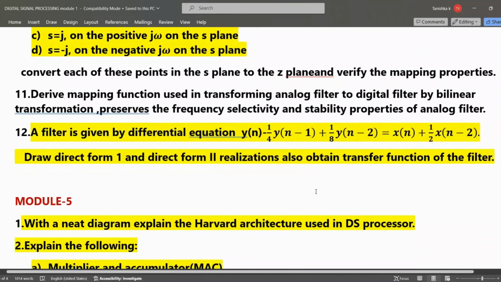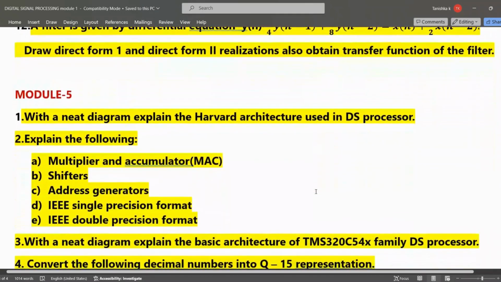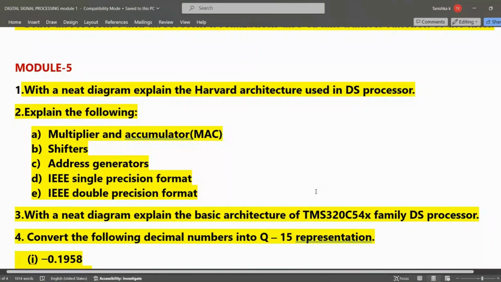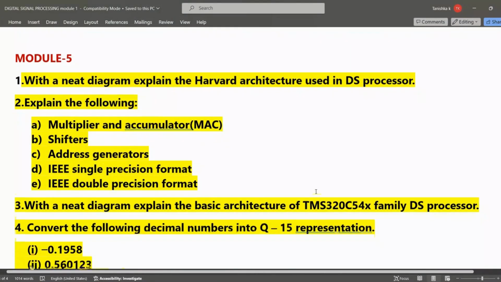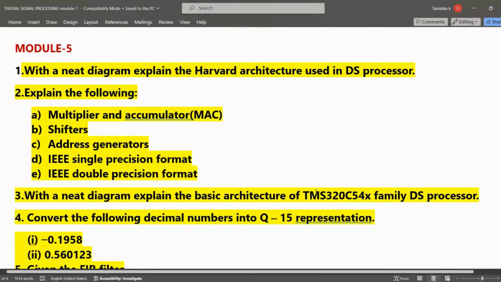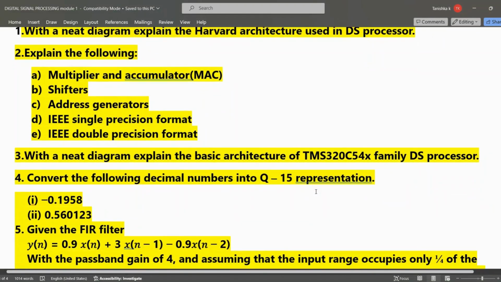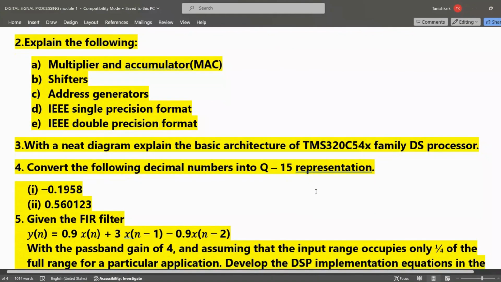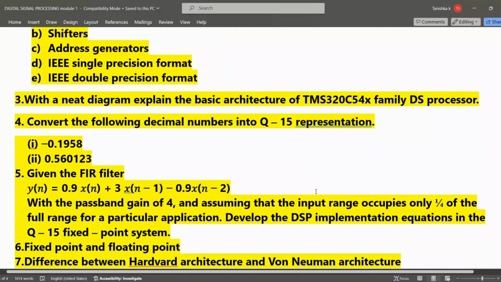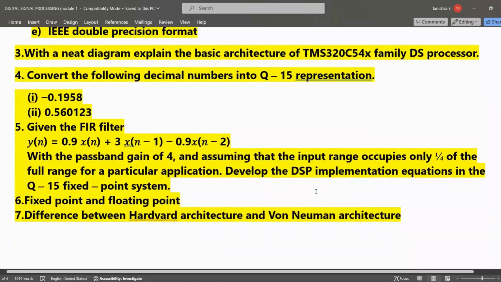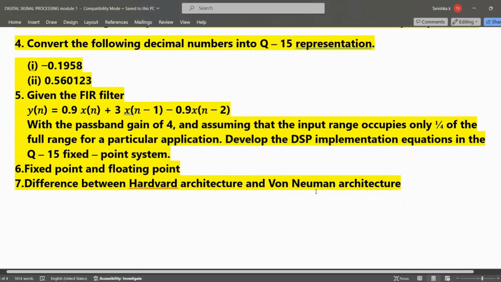Next, let's go to module 5 questions. So in module 5, the important questions are Harvard architecture with a neat diagram and explanation, and MAC, that is multiplier and accumulator, shifters, address generators, and IEEE single and double precision format explanation. Also the basic architecture of the TMS320C54X family DSP processor, and conversion of decimal numbers into Q15 representation. It's also very important, and also fixed point and floating point, and the difference between Harvard architecture and von Neumann architecture.